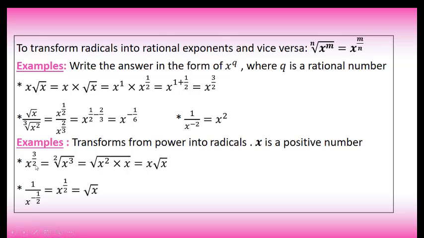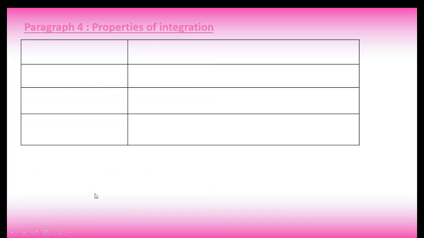Examples: transform from powers into radicals. x^(3/2): 2 is the denominator, which refers to the index, and 3 is the power, and so on. x squared times x cubed can be viewed as x squared times x. Now x squared carries out x radical x. Similarly for the final case.